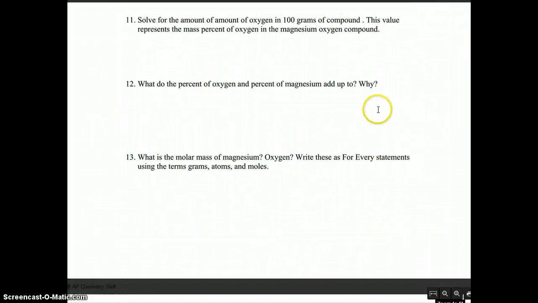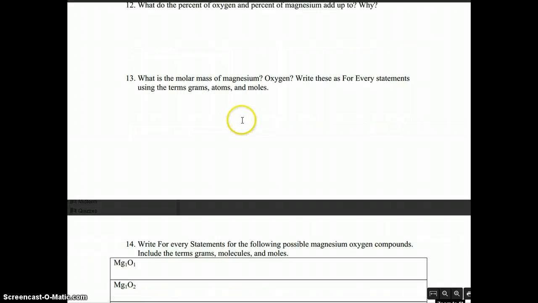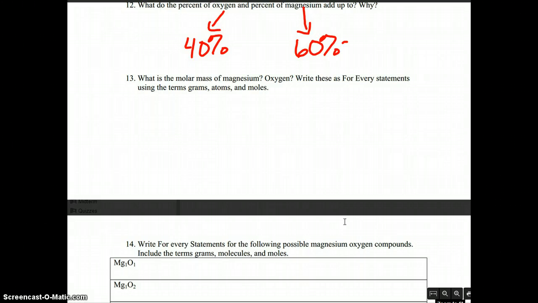And so we're just trying to walk you through how to do this. What are the percent of oxygen and the percent magnesium? Well, the percent oxygen was 40%, and the percent of magnesium was 60% by mass. And that adds up to 100%. And what's the reason why? Well, these are the two substances that are inside of this compound.